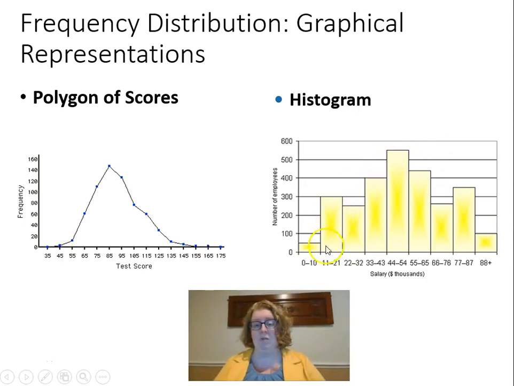A histogram is more like that grouped frequency distribution that we saw before, and this is really just a bar graph of the number of employees at each range of scores. So we had over 500 who had a salary between $44,000 and $54,000. Does that make sense? The height of each bar tells me how many people we had at each range of salaries. These are important later on when we start looking at the normal curve. I really want you to understand that the area under the curve is telling us how many students, how many people, are at that number on the test score.